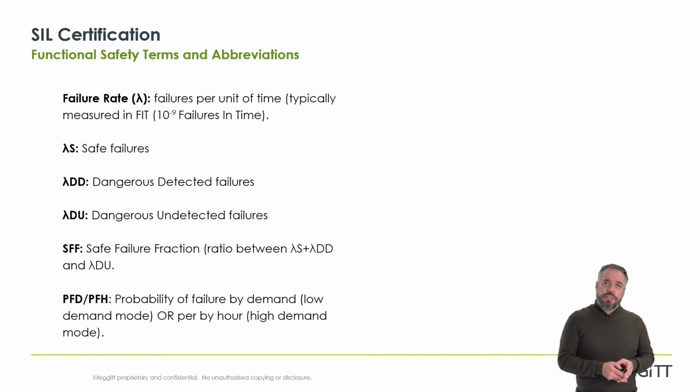The different failure rates will give us the safe failure fraction and, along with the other architectural dependent factors, the probability of failure of my system. The probability of failure can be expressed as probability of failure on demand, PFD, when operating in low demand, or as probability of failure per hour, PFH, when operating in high demand mode.